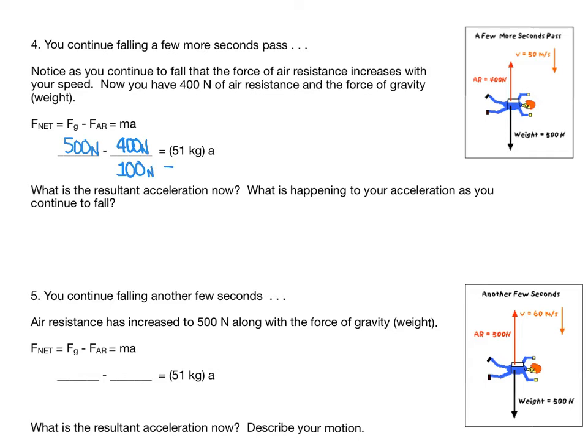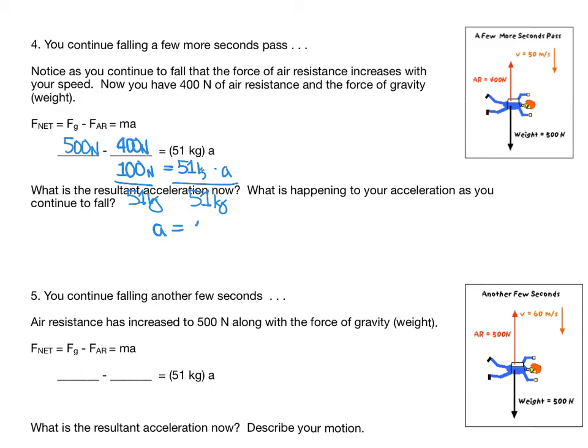Much lower net force. Looks like we'll still be accelerating, but at a much lower rate. So if we divide by 51, we're going to find a much lower acceleration rate here. And that acceleration rate will be, so 100, that's going to be less than 2, everybody.